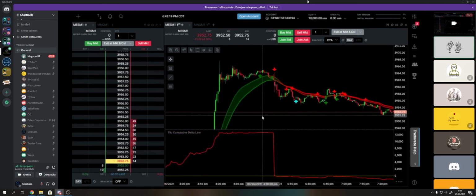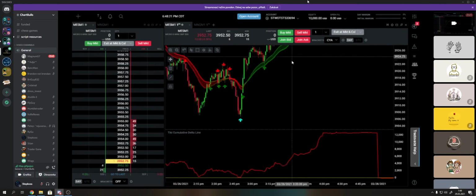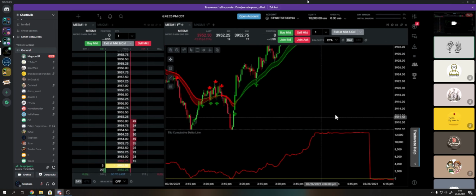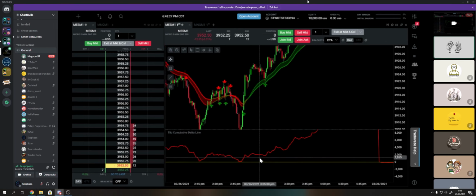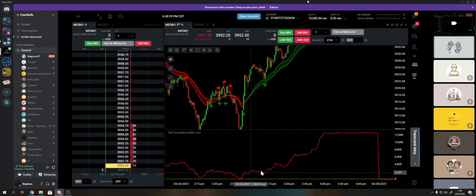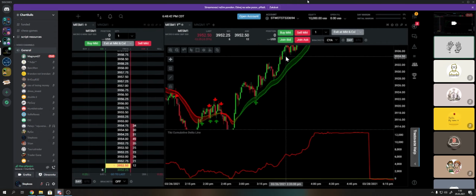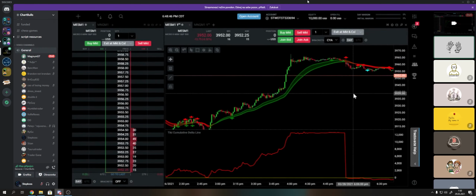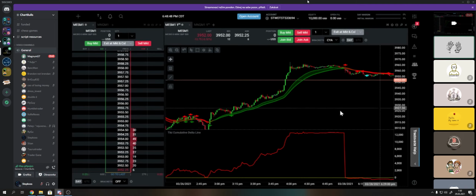So on longs, for instance, right here, we went from a red. Yeah, we're positive, right? Okay. The red line's above the zero line. We wait for price to break above, and then she takes her entry off of this little cloud, right? And the bracket takes care of the rest. You know, it's just over and over. That's the way she does it.